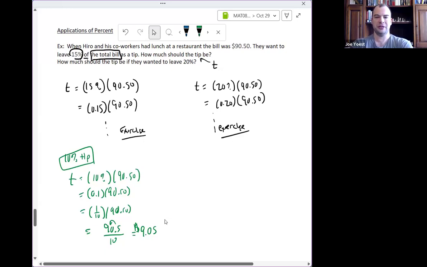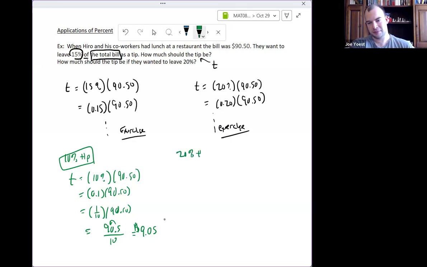Does this pass the reasonability check? My bill was nearly $100. If I want to leave 10%, my tip would be a little under $10. That makes sense. If I want to leave a 20% tip, what would I do? Well, I noticed that a 20% tip is just twice a 10% tip. So this is double the 10% tip.